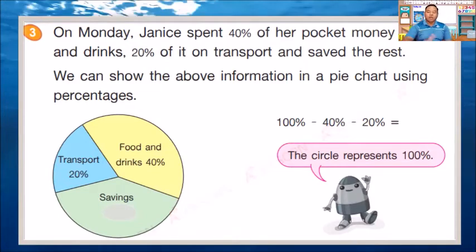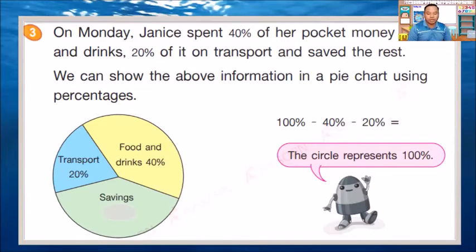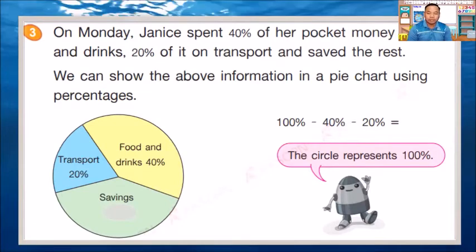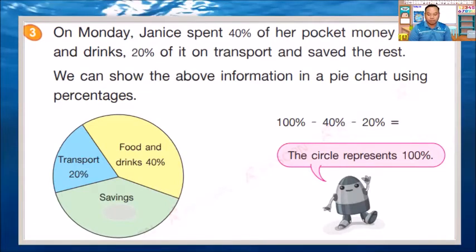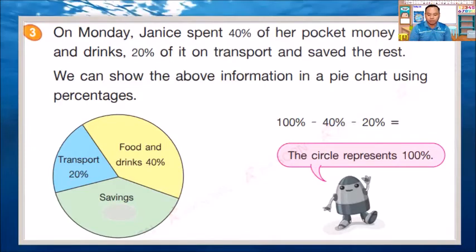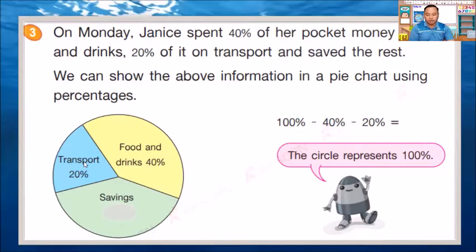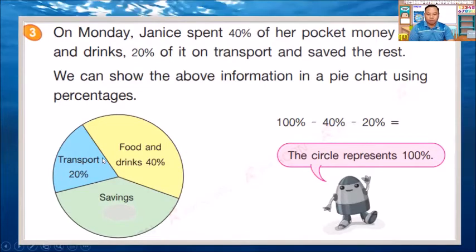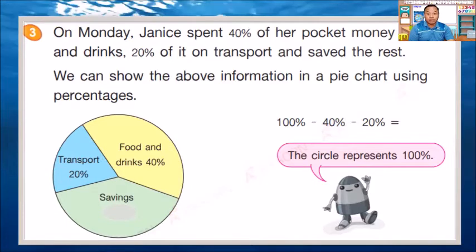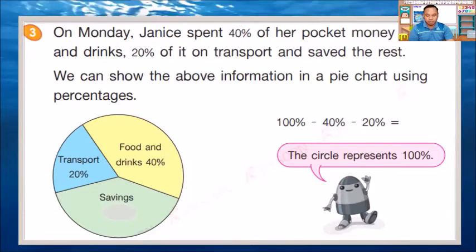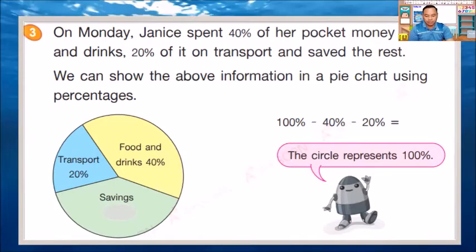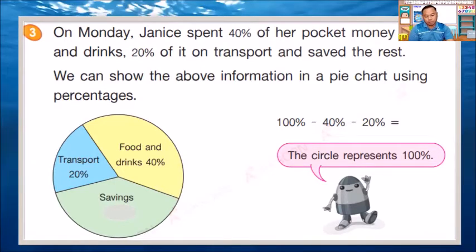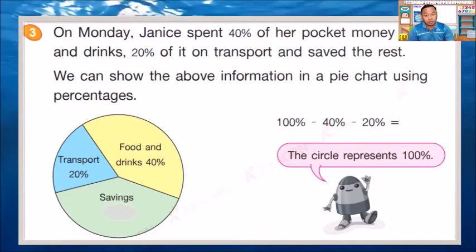Now, we can show the above information in a pie chart using percentages. Using percentages, we can represent the amount of money spent by Janice on her pocket money. Transport, 20%. Food and drinks, 40%.